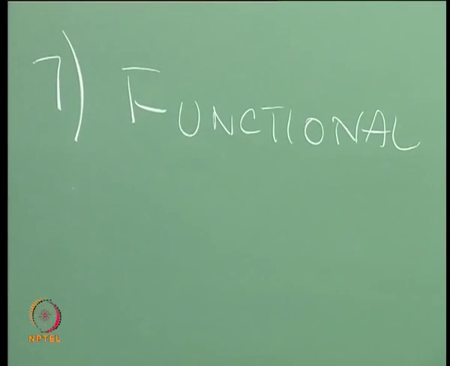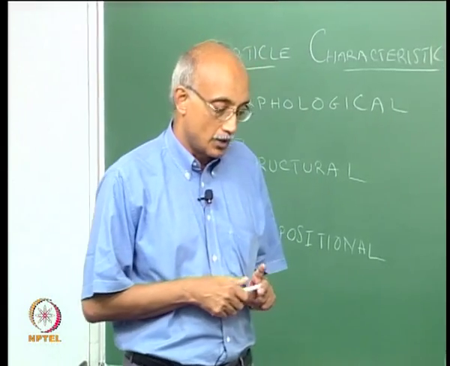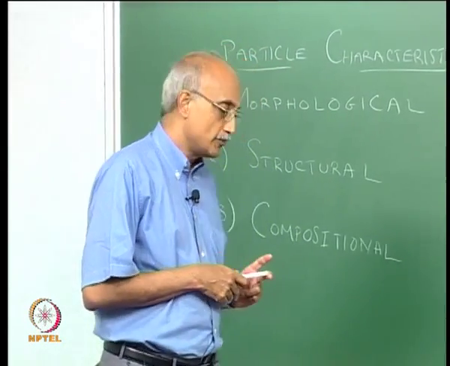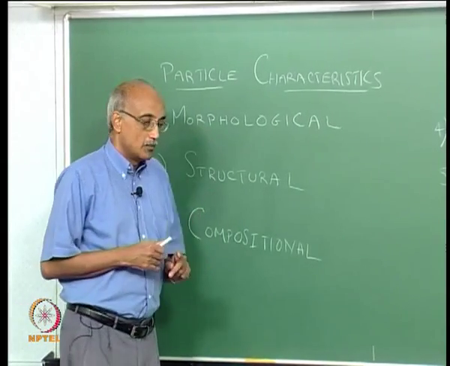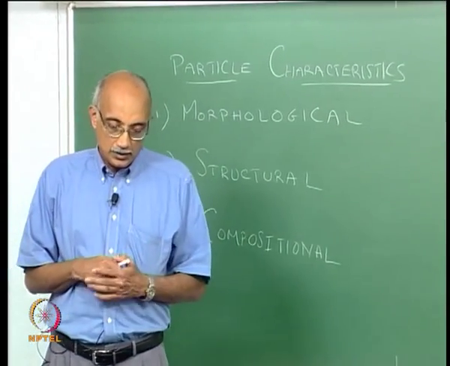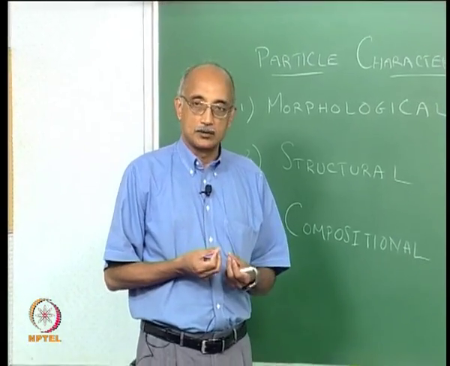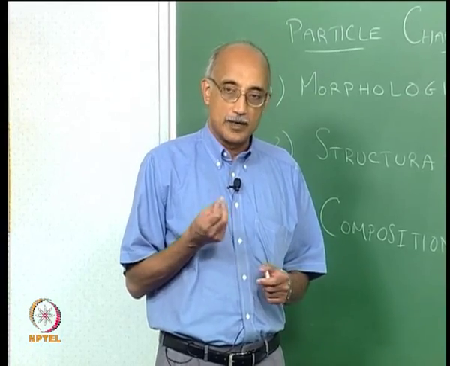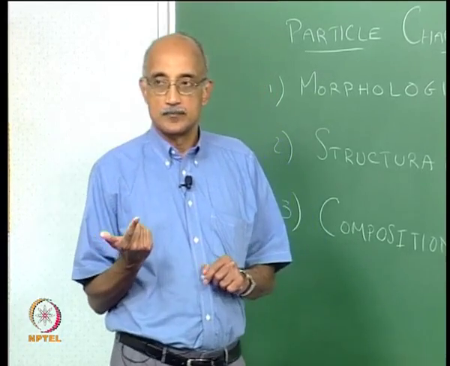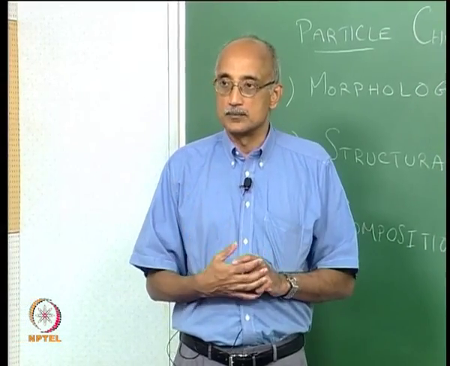This is the very, very broad classification of the characteristics of a particle. So, let us briefly talk about what we mean by each one of these. Morphological characterization refers to characterizing the morphology of a particle. By morphology, what we mean is primarily shape and size, the two things that hit your eye as soon as you observe a particle.